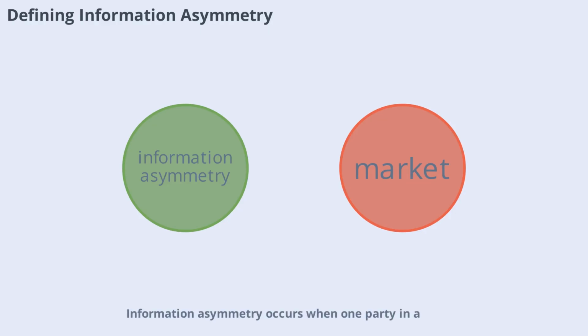Information asymmetry occurs when one party in a transaction has more or better information than the other. This can lead to an uneven playing field, where the more informed party can make better decisions or even take advantage of the less informed. Think about buying a used car. The seller knows the car's history, but the buyer may not. This simple example highlights how information gaps can affect trust and outcomes in markets.